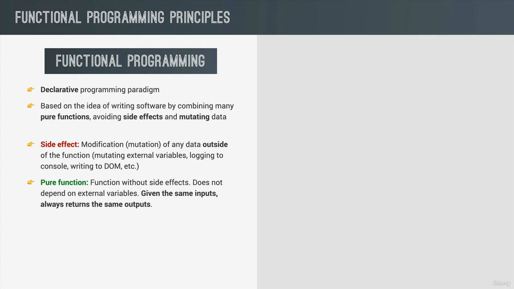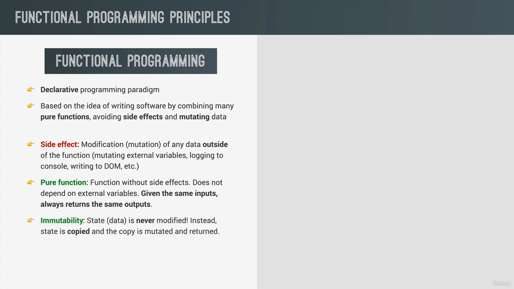So basically a function that does not mutate any external variables and that does also not depend on any external variables. So basically, if we give the same inputs to a pure function, it will always return the same output. And again, that's because it does not depend on any external variables, and it also does not manipulate them. And finally, if we look again at our definition here, we also see that functional programming is about avoiding mutating data. And we do that by using something called immutability.